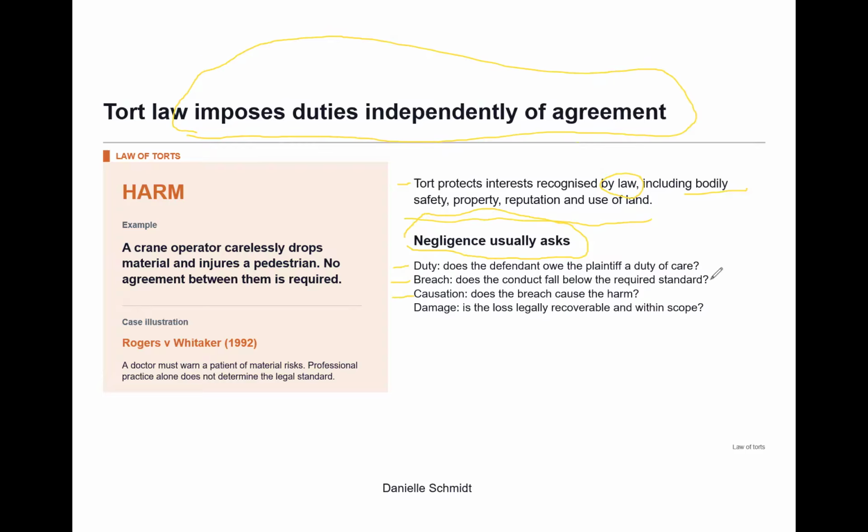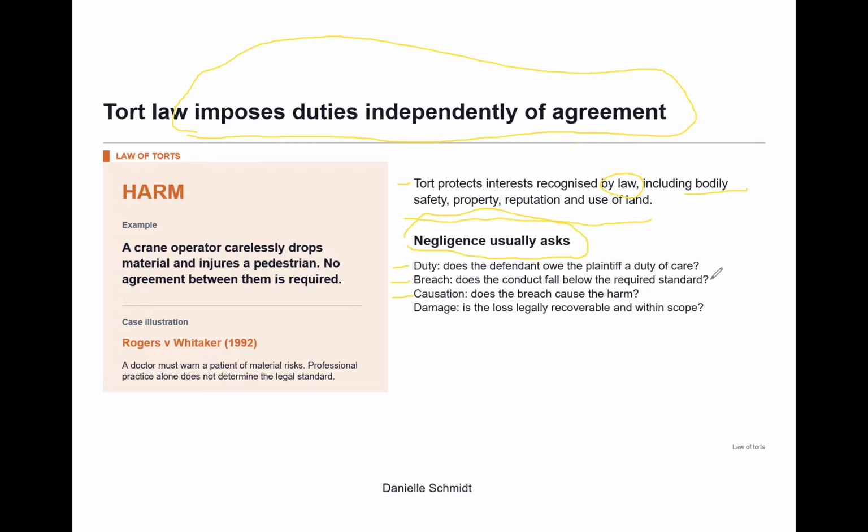So, even if there has been something happening here where the conduct has fallen short, if the breach did not actually cause the harm, then this defendant may not be found liable. Damage: is the loss legally recoverable and within scope? And for example, in the construction industry, we look at things like pure economic loss, etc.